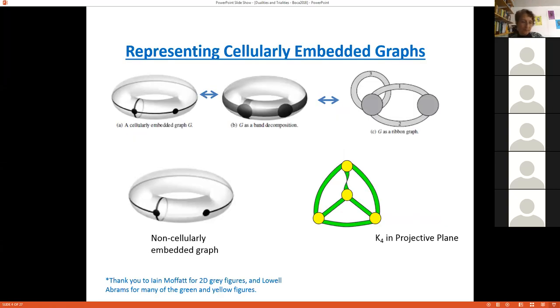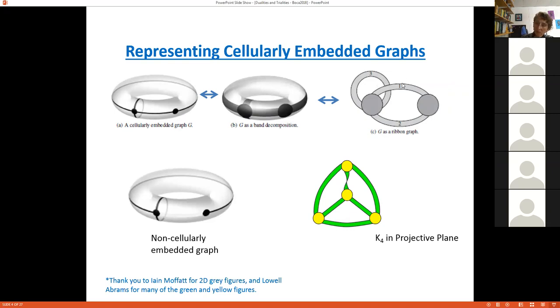Okay, so we're going to be working with cellularly embedded graphs. So here we have a cellularly embedded graph. This is a band decomposition, which is another way of representing a cellularly embedded graph. You just fatten up the vertices to disks and the edges into other disks. The faces become other disks. And if you remove the face disks, you get a representation called a ribbon graph.